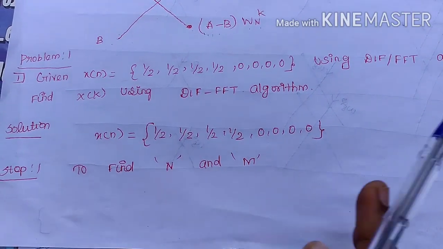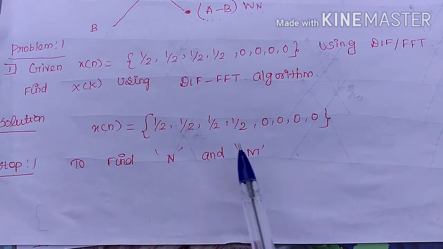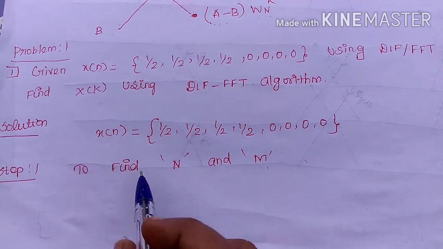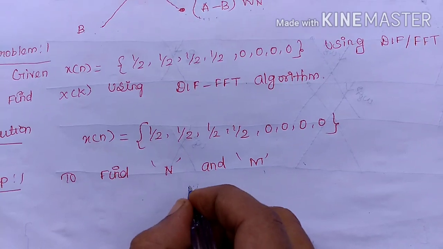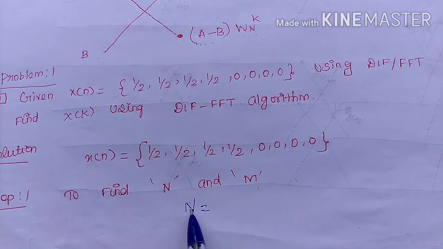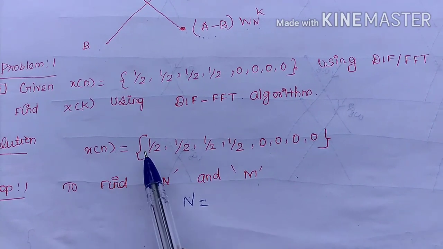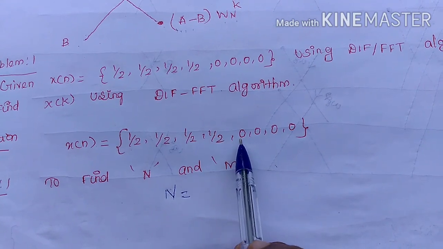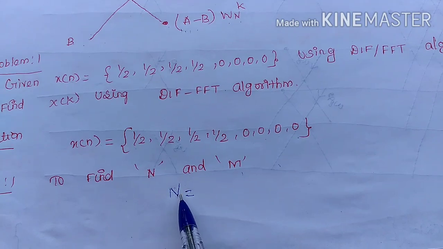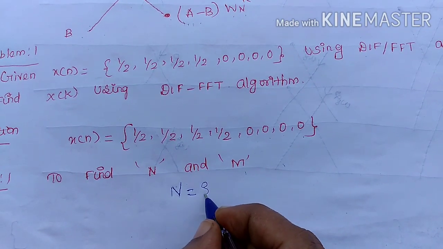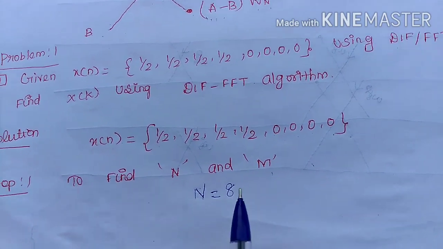For calculating the butterflies, step number 1 is to find the N and M values. How to calculate them: first calculate N. N means just count your input values. Here this is your input: first term, second, third, fourth, fifth, sixth, seventh and eighth. So your input contains 8 values, so N is nothing but the 8 terms. Just count the input values and write it as capital N.